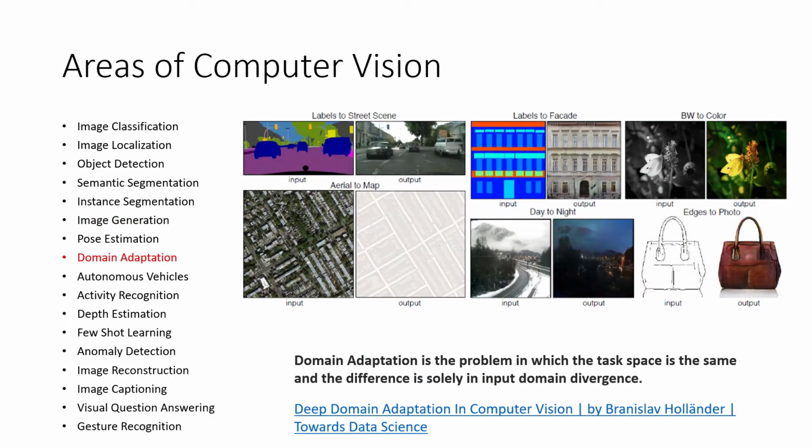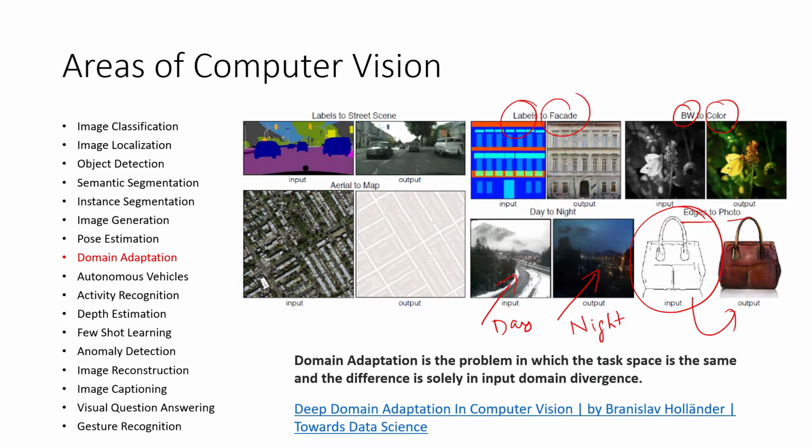Domain adaptation. Domain adaptation means, let's say, some picture was clicked in the day, and that image is being converted to night mode. So day to night conversion is called domain adaptation. This is only one example. If you have the edges of a purse and you are converting it into a full colored image of the purse or the bag, this is edges to photo domain adaptation. Black and white image to color image, this is also domain adaptation. Labels to facade, this is also domain adaptation.